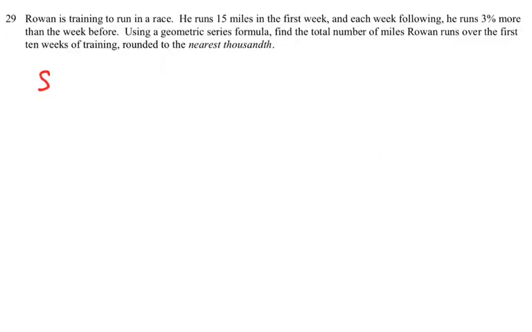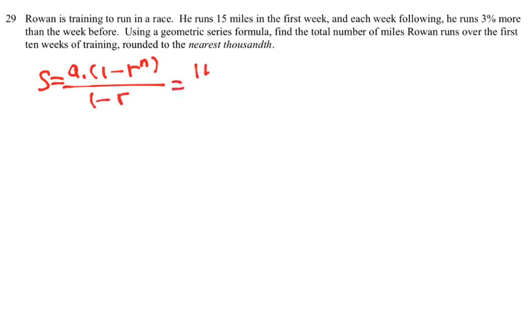Now number 29. Rohan is training to run a race. So he runs 50 miles in the first week and then 3% more than the week before. And then they say it's a geometric series formula. Find the total number of miles Rohan runs over the first 10 weeks. So we're looking for the sum here. How do you find the sum? Sum is equal to a sub 1 times 1 minus r to the n power over 1 minus r.